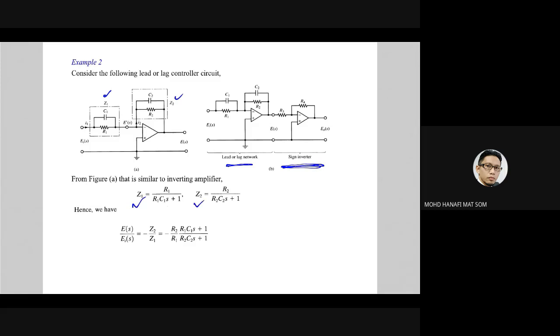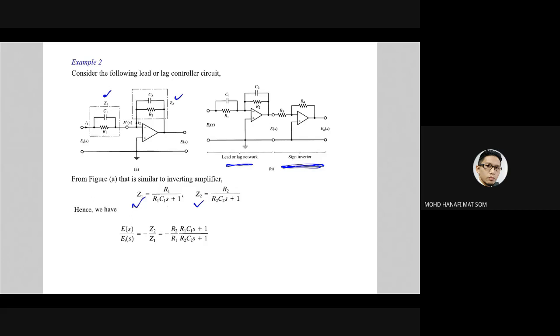So basically what we need is to find Z1 and Z2 first. Z1 is C1 and R1 in parallel, so we have R1 over R1 C1 S plus 1. And Z2 is actually C2 and R2 in parallel. If you forget how to find it, please Google how to find parallel circuit. So Z2 is R2 over R2 C2 S plus 1.